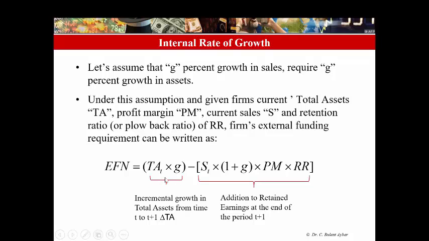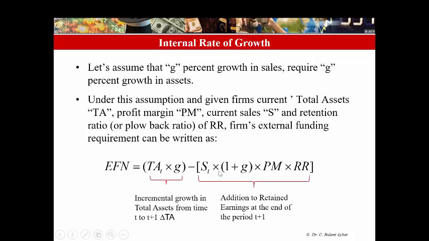So external funding need is going to be the incremental growth in assets. As a result of G percent growth in total assets, we would need additional total assets, G times total assets, or we can call this the incremental growth in total assets from time t to time t plus 1. So essentially this is delta TA. And this will be financed through the new sales level.